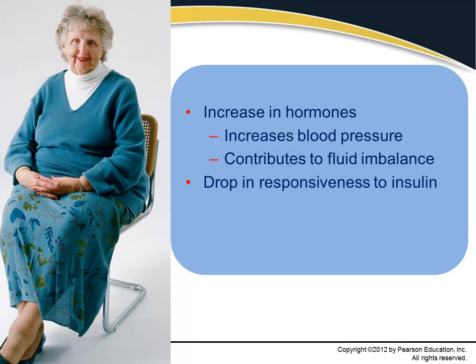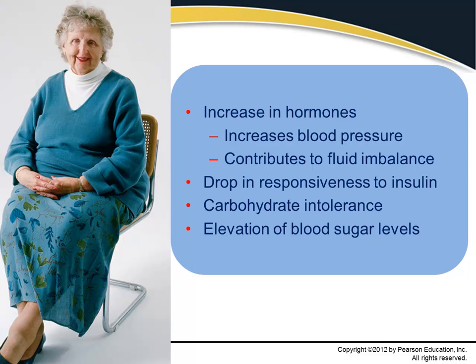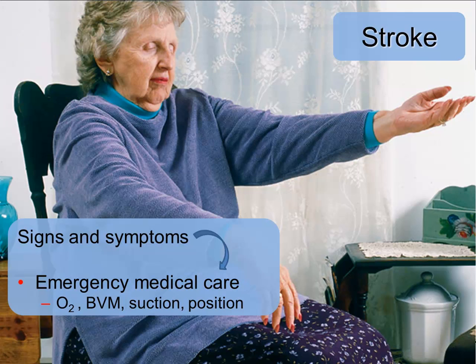Drop in responsiveness to insulin. What exactly is this? If it was like matching, what would you match this to? Type 2 diabetes, exactly. They probably are releasing the same amount of insulin, but the cells become resistant to the insulin. So they have a drop in responsiveness to insulin. That is typical of type 2 diabetes. They may become carbohydrate intolerant. I hope I never get that because I love my carbs. Elevated blood sugar levels because of why? Unresponsive or intolerant to insulin. If they don't have the insulin that properly moves the sugar into the cells, then they're going to have higher blood sugar levels.